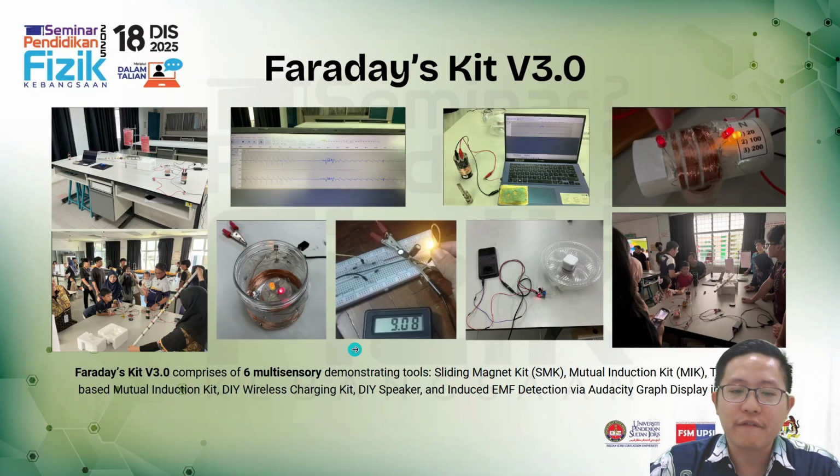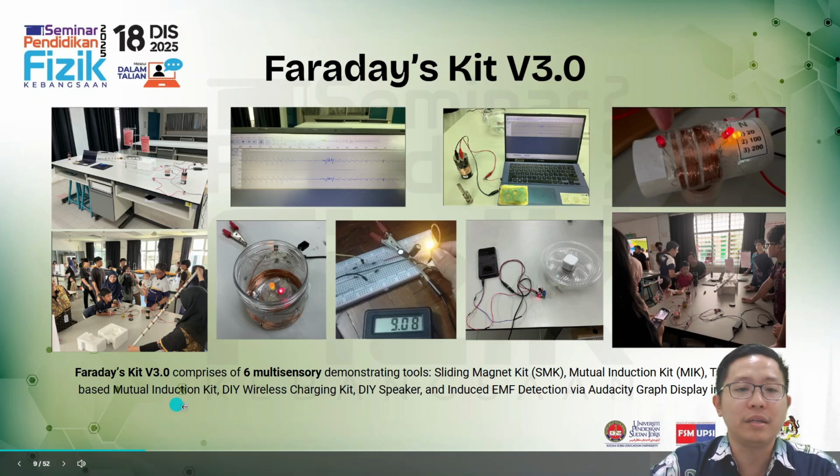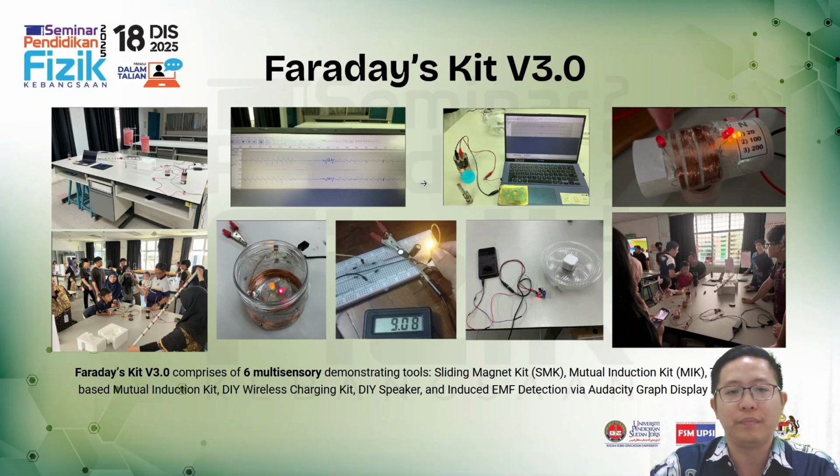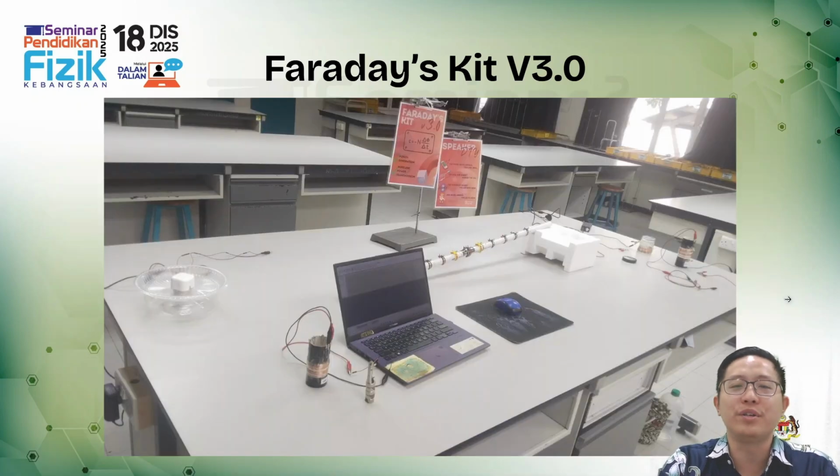So this is our project, Faraday's Kit version 3.0, which consists of 6 multi-sensory demonstrating tools. First, sliding magnet kit, which is this one. Mutual induction kit, which is this one. Transistor-based mutual induction kit, which is this. Wireless charging kit, which is this. And DIY speaker, this one, and induced EMF via Audacity graph display in the laptop. We also have graph displayed on the laptop. This is the whole setup of Faraday's Kit version 3.0.